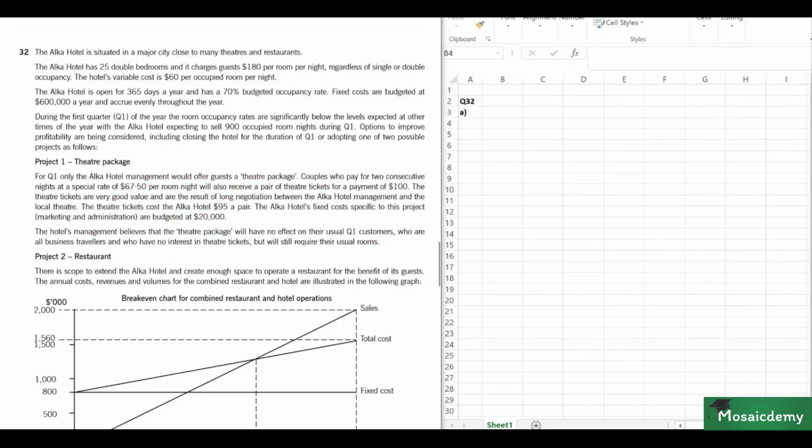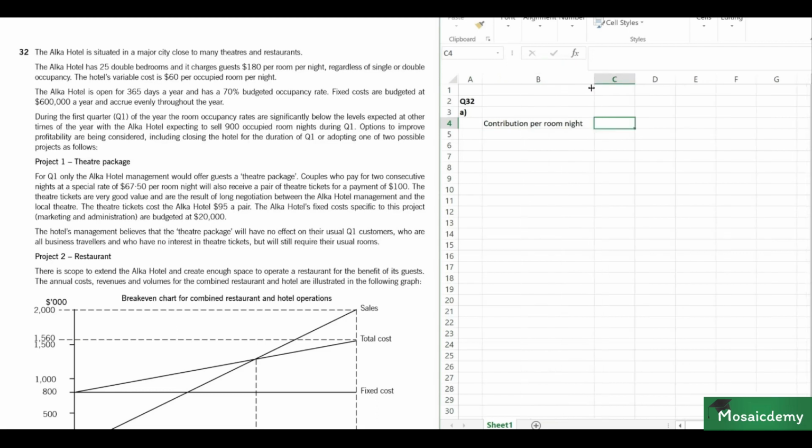Okay. So the Alka hotel is situated in a major city close to many theaters and restaurants. The Alka hotel has 25 double bedrooms and it charges guests $180 per room per night. So per room night, the revenue is $180. Regardless of single or double occupancy, the hotel's variable cost is $60 per occupied room per night, right? So we can already find our contribution. So contribution per room night is, we'll just extend this, the 180 minus 60, and that's what I usually recommend.